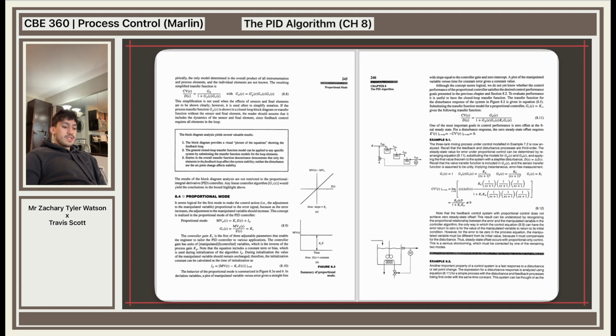And this result can be understood by recognizing the proportional relationship between the error and the manipulated variable in the control algorithm. The only way in which the control equation 8.9 can have the error return to 0 is for the value of the manipulated variable to return to its initial condition. However, for the error to be 0 in the process equation, the manipulated variable must be different from its initial value because it must compensate for the disturbance. Thus, the steady state offset occurs with proportional only control.